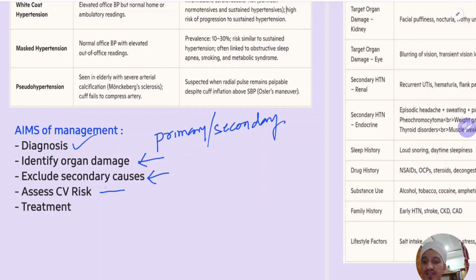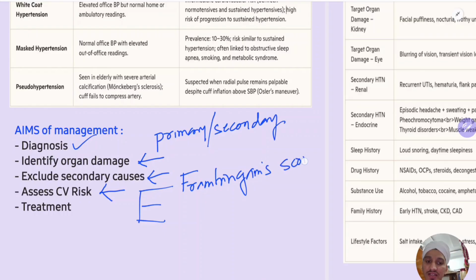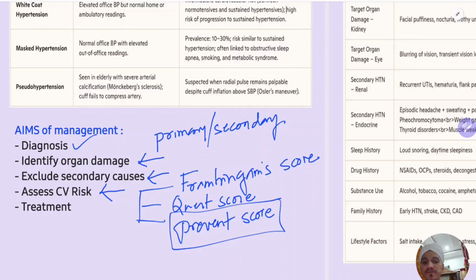Then after that you assess the cardiovascular risk. There are many calculators for this. Mentioned here in these notes is the Framingham score to assess the cardiovascular risk. Okay, so next is the QRISK score. These are all available as online calculators. The most recent and the latest score which is used is the PREVENT score. Remember this one. The PREVENT score is the latest one which is used nowadays.